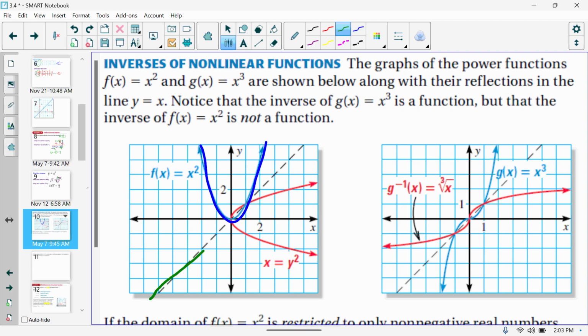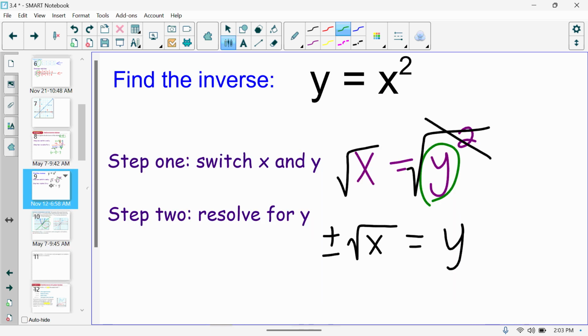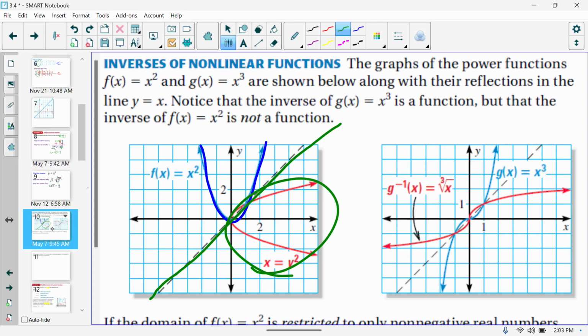Imagine trying to flip that over this line. Can you imagine how the red picture is the mirror image of that? So this is what the graph of this would look like, because they have to be mirror images of each other over that line. So here's the thing though. I want you to focus on that red graph, this right here.